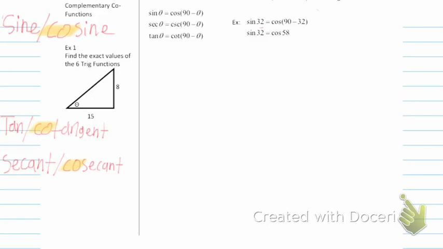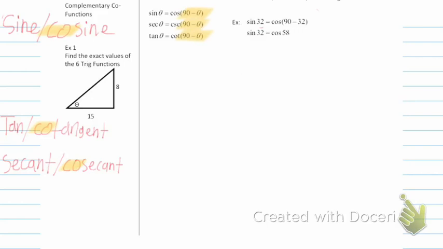So if you notice towards the right, there are formulas. Sine theta equals cosine 90 minus theta. Secant theta equals cosecant 90 minus theta. And tangent theta equals cotangent 90 minus theta. So these are the complementary cofunction formulas.